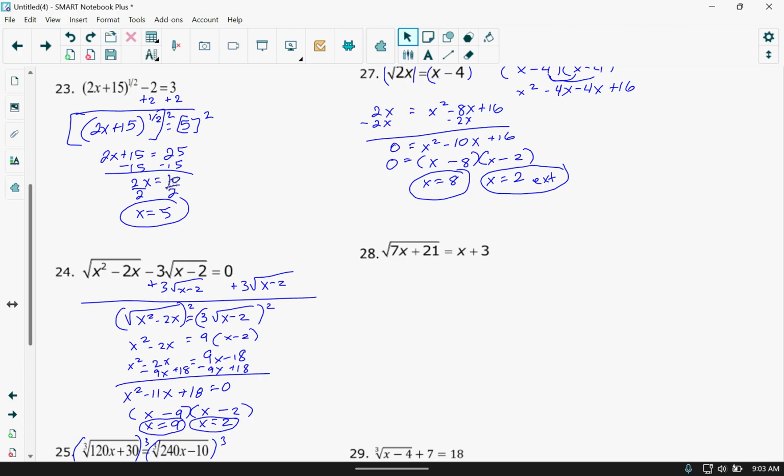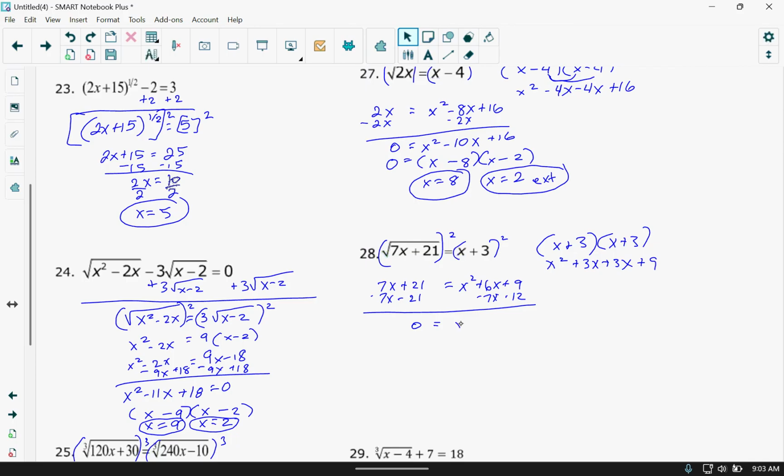Okay, the next problem is done exactly the same way. We put it in parentheses and square it. So that's going to give me x plus 3 and x plus 3. So that's going to be x squared plus 3x plus another 3x plus 9. So this right side ends up being x squared plus 6x plus 9. Then I have 7x plus 21 on the left. Then I'm going to subtract 7x from both sides and subtract 21. So I get 0 is equal to x squared minus x minus, what is that?